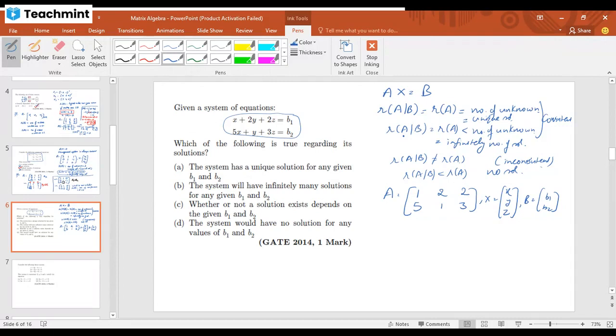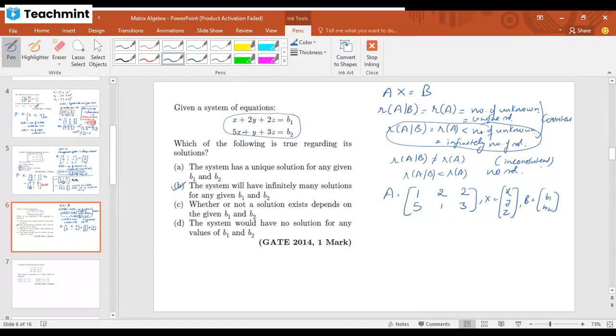So it means the rank can never be equal to the number of unknowns. According to this, the correct answer will be that the system has infinitely many solutions. That means the correct option should be option B only. You can get this idea directly from the given system, because there are 3 unknowns and we have two equations. So definitely it has infinitely many solutions or no solution.